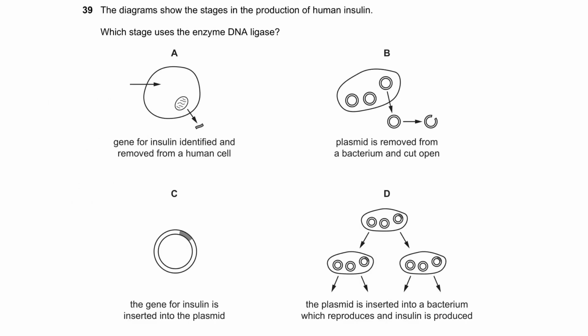Question 39 says, the diagram shows the stages in the production of human insulin. Which stage uses the enzyme DNA ligase? DNA ligase is an enzyme that joins the plasmids back together into complete circles. It basically sticks the gene with the plasmid together, so the answer is C.